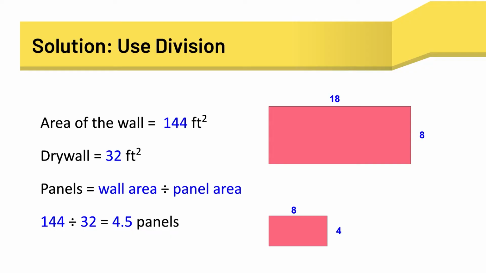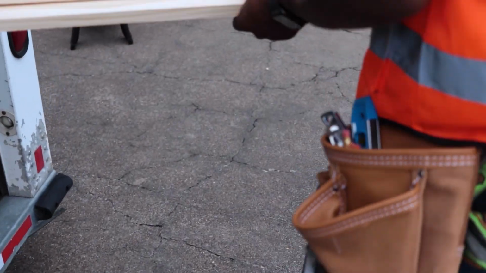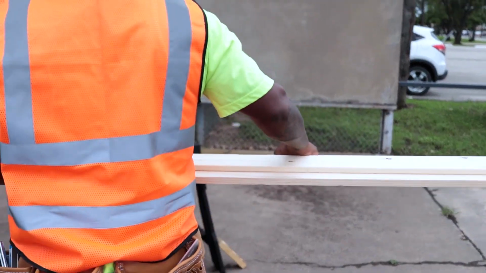Since we're asking how many do we need, this is a division question. Each panel covers a certain amount of area, and we need to see how many will cover all of it. The panels are splitting the wall between them. 144 divided by 32 equals 4.5. We need 4.5 panels to cover this wall.